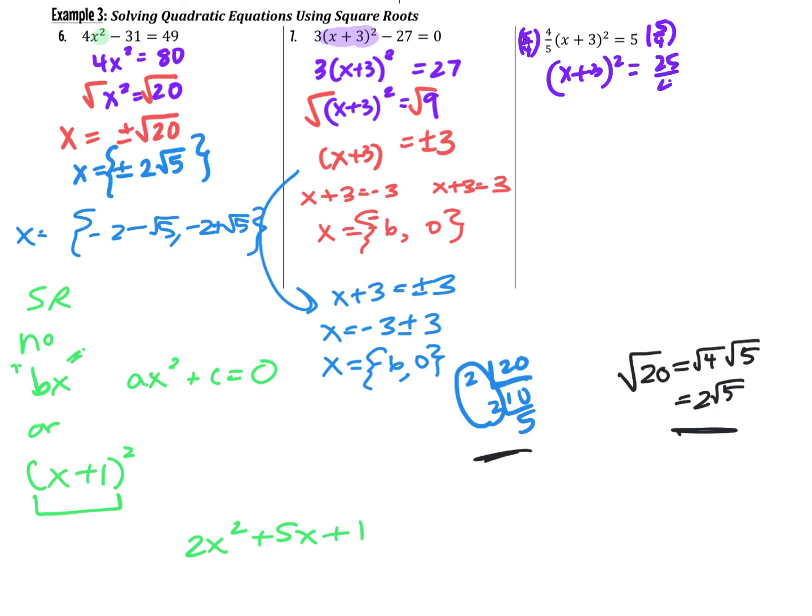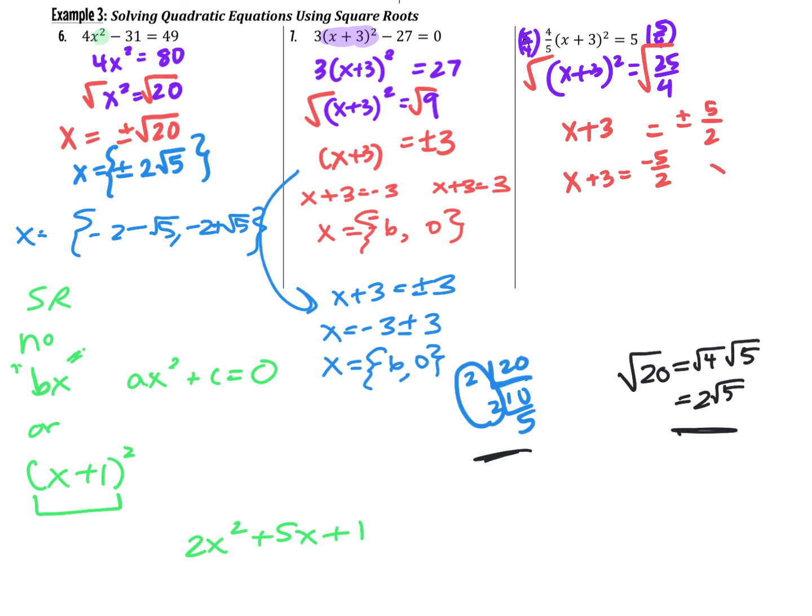On the right, that's going to give us 25 over 4. So our squared term is isolated, so we can square root both sides. You can square root 25 over 4 individually, meaning the square root of 25 is 5, the square root of 4 is 2. And then we're going to subtract. Actually, I'm going to set each of these equations up separately.